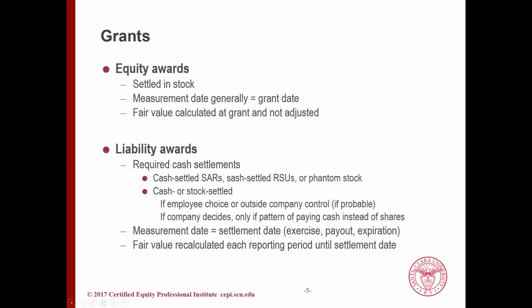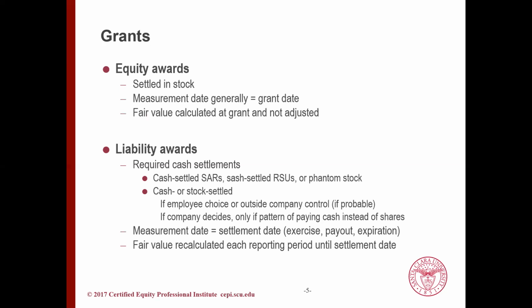So generally, grants and awards fall into 2 categories: equity awards and liability awards. Equity awards settle in stock and allow for fixed accounting treatment, where you set the value on the grant date. The fair value is calculated at grant and is not adjusted during the award's life. Liability awards, however, settle in cash and in most cases require mark-to-market or variable accounting treatment. And there are some examples here on this slide.